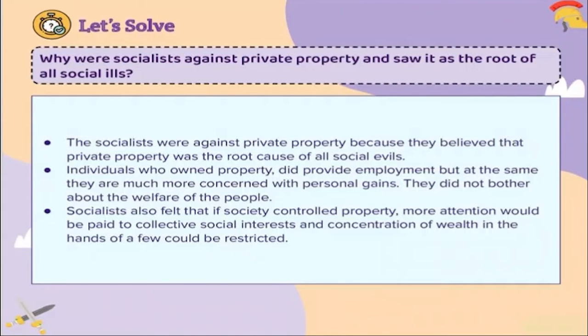The socialists were against private property because they believed that private property was the main cause of all social problems. Individually owned property did provide employment, but owners were not concerned with people's welfare, only with their own profits. Socialists felt that if society controlled property, more attention would be paid to collective social interest, and wealth would not be concentrated in a few hands. Only a few people prosper, the rest are dying, and no one cares. So they felt property should be divided, not held in one hand only.